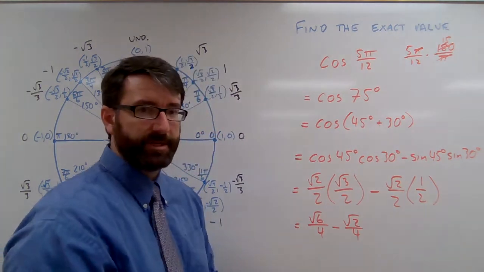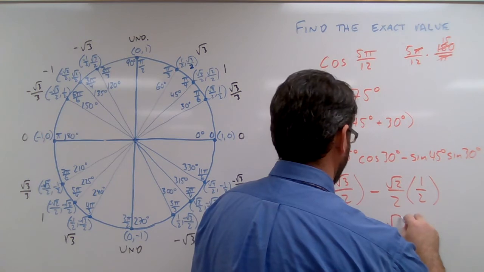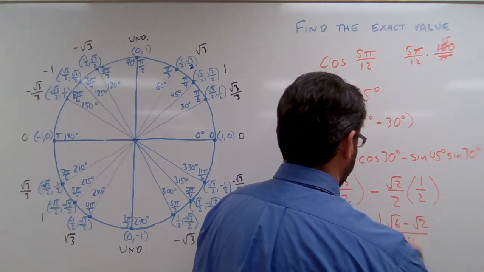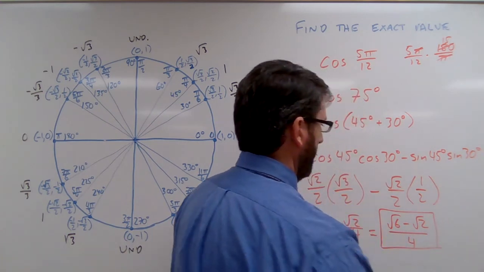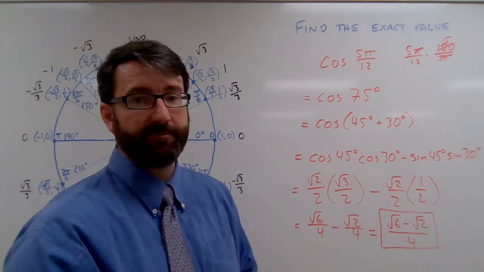So now we have a common denominator. We can combine these two fractions and get square root of 6 minus the square root of 2 all over 4. And that's going to be our exact value for cosine of 5 pi over 12.